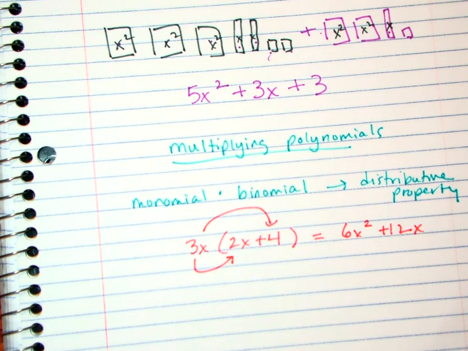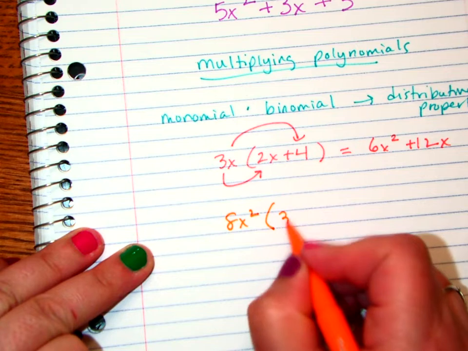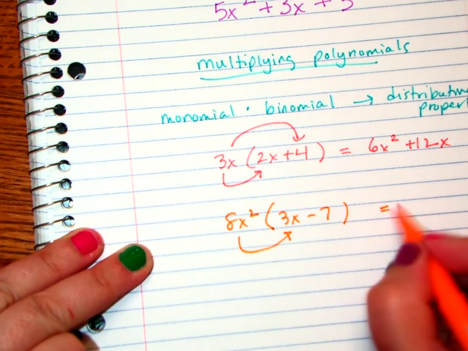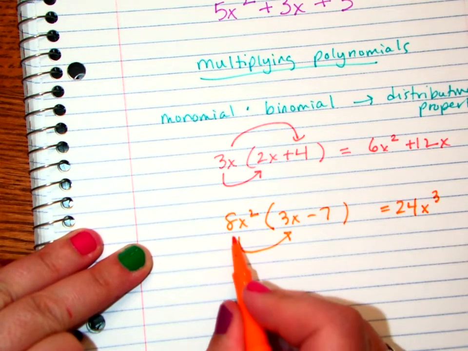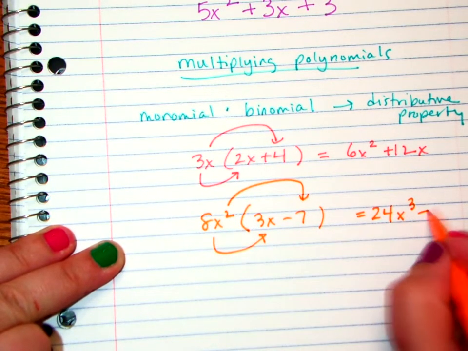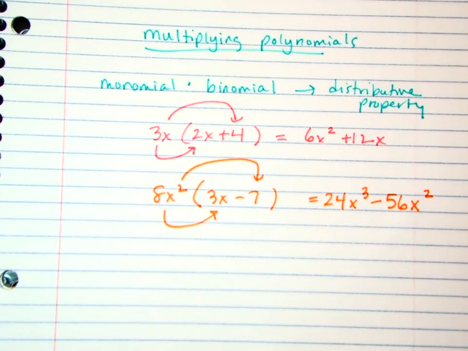Okay, and another example, if something was already being squared or something like that. So hang on just a sec. Okay, so if you had something like 8x squared times 3x minus 7, then you would just multiply those. 8 times 3 is, of course, 24. X squared times x to the first, as you know, is x to the third. And then 8x squared, that times that 7. So 8 times 7 is 56. And since there's no x here, it's just 56x squared, like that.